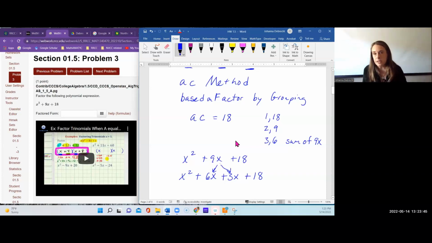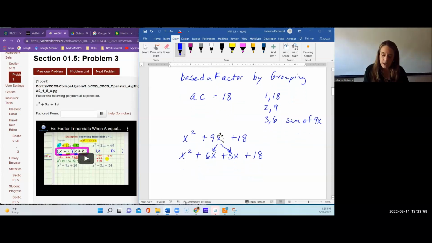The AC method is longer than the trial and error method, but on difficult ones, it can be shorter because it's a definite process. And when you get to the end of the process, you have it correct. Now, how did I know these were all the factors? I start with 1, then 2, then 3. 4 doesn't go into 18. 5 doesn't go into 18. 6 does, but I've already got 6. That's all of them, all right?